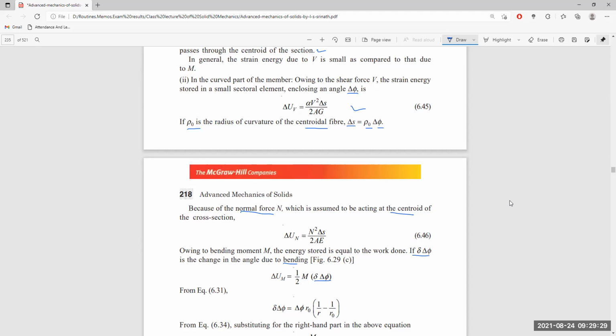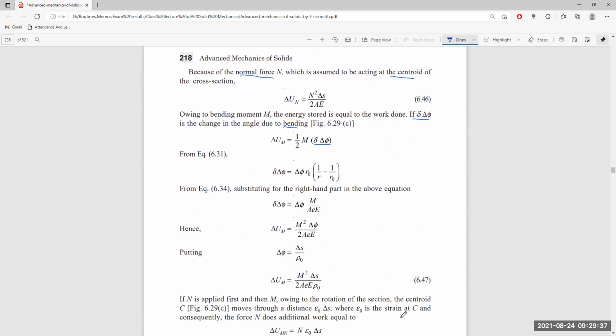And from the earlier equation, we know delta phi is given by this relation, delta phi into delta sigma into R0, 1 by R0 minus 1 by R, where R is the radius of curvature of the concerned strip, and R0 is the radius of curvature of the neutral axis itself. Now, if we put the value of 1 by R0 here from equation 34.